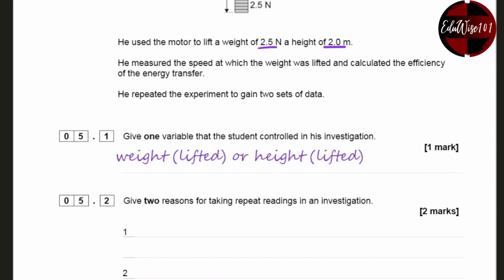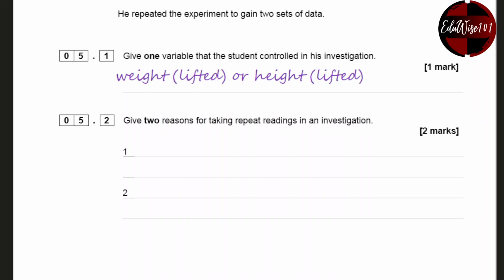Give 2 reasons for taking repeat readings in an investigation. Why would you want to take repeat readings? Now, by taking repeat readings, you could calculate a mean. Now, let's say you take 3 readings, and if the first reading is incorrect, and the next 2 are very similar, it helps you to spot anomalies. So if you just do it once, and if it's a wrong reading, then you wouldn't know whether it was correct or not. But if you repeat it, what you're looking for is similar results or the same results.